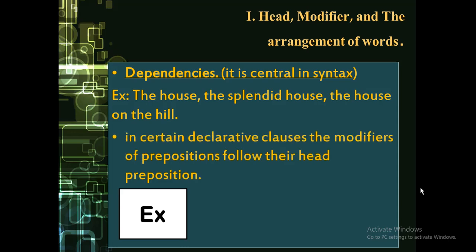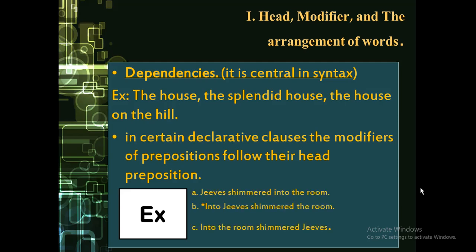Okay. Inserted declarative clause. The modifiers of prepositions follow their head prepositions. For example, Jeff simmered into the room. If we change it into Jeff simmered the room, it cannot be accepted. Why? Because the structure or the arrangement of words does not build a good meaning. And into the room, simmered Jeff. Is it accepted? Yes, of course, it's accepted. Because into the room, Jeff simmered builds one meaning.